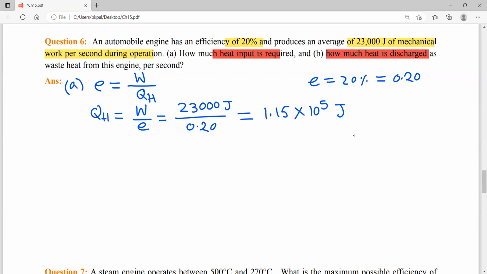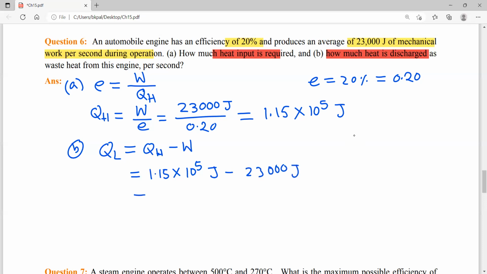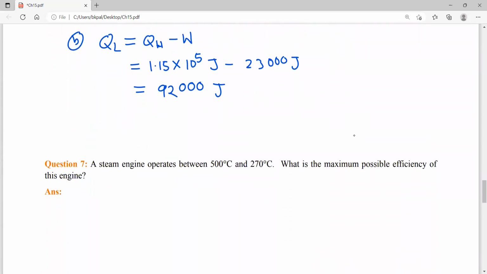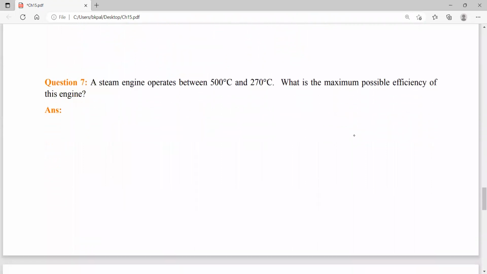Then part B asks us to find QL. For a heat engine, QL is equal to QH minus W. QH is 1.15 times 10 to the power 5 joule, and W is 23,000 joule. So this gives us 92,000 joule.